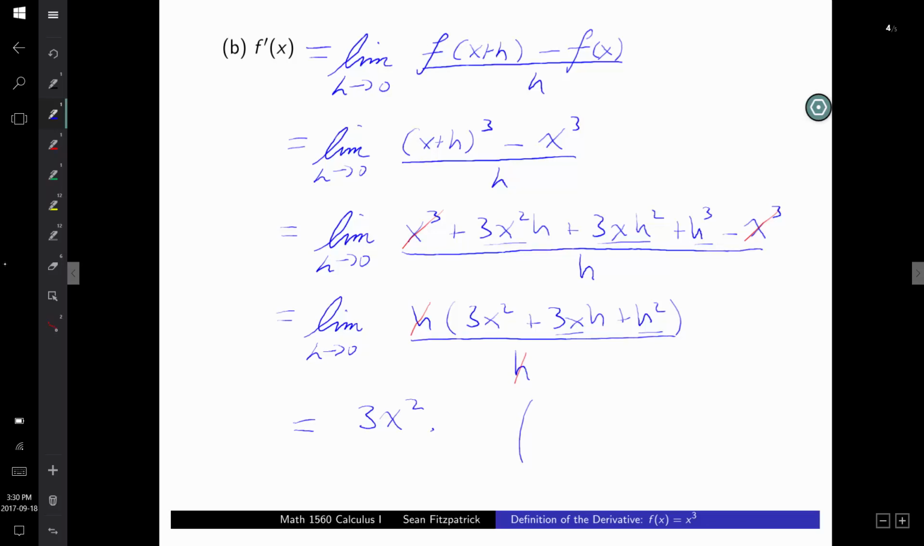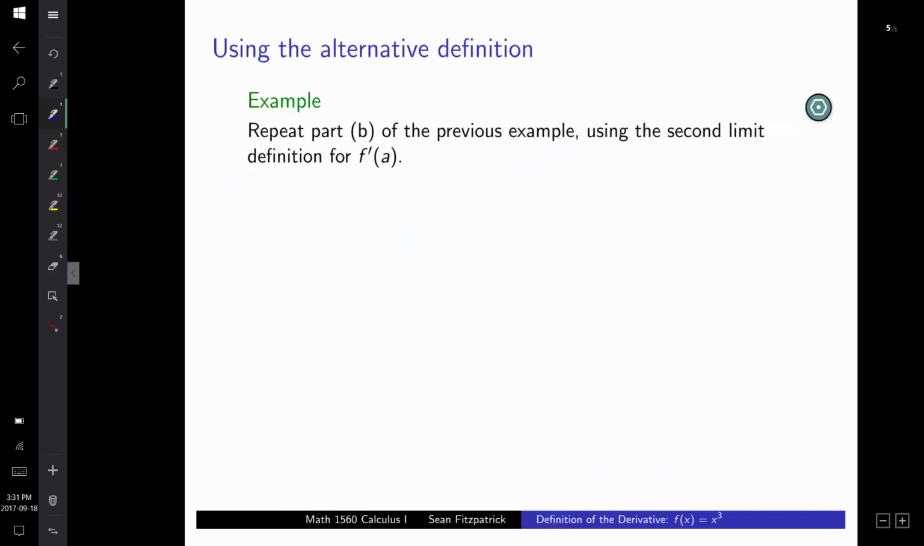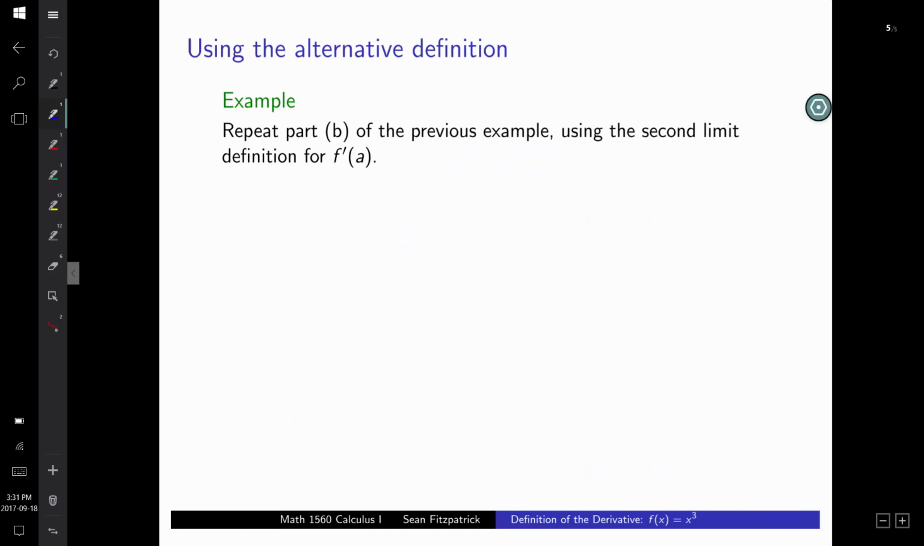And note that if I take x equal to minus 2 in here, f prime of minus 2 is 3 times minus 2 squared, which is 12, matching my previous answer. But of course, now we're ready. If somebody asks for f prime at 1, 5, 7.5, it doesn't matter. I can plug the x value in, and I can calculate that derivative at any point, and we're good to go. Just so you see how it might look if we tried to do this using the other definition.